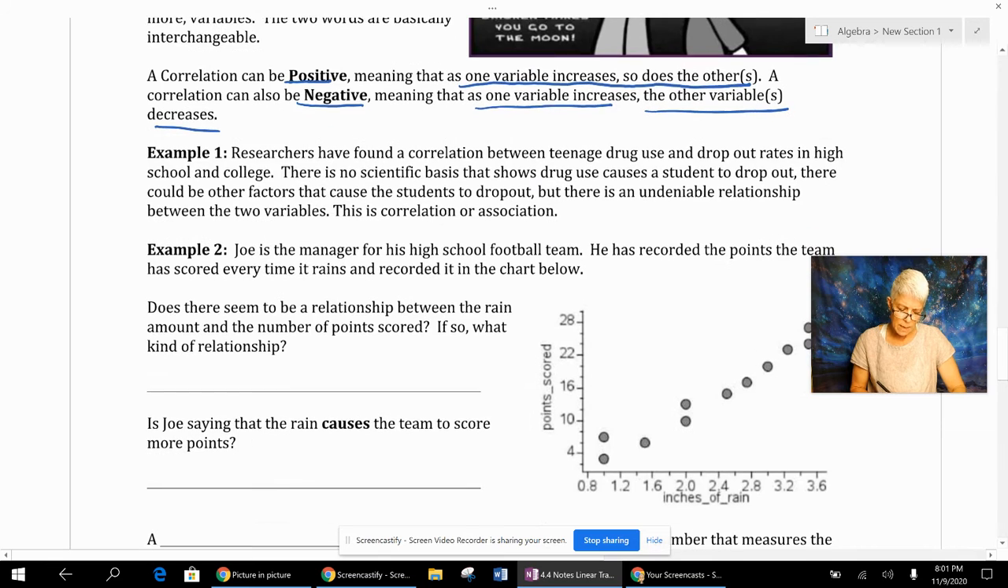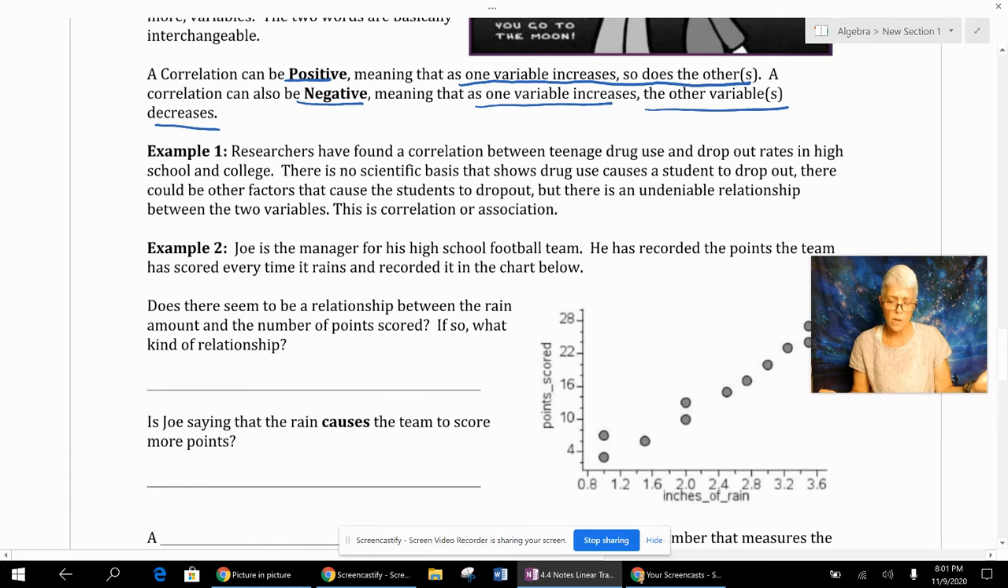Example one, let's look at some examples here. Researchers have found a correlation between teenage drug use and dropout rates at high school. But you know what? There's a correlation. We could line up all the people that have dropped out of high school, and we could say, hey, a lot of those people use pot or whatever kind of drugs. It doesn't mean that smoking pot makes them drop out. There's plenty of people that smoke pot and they don't drop out, and there's plenty of people who drop out and they don't do drugs at all. But there is a correlation, but we can't say that drug use is causing people to drop out.